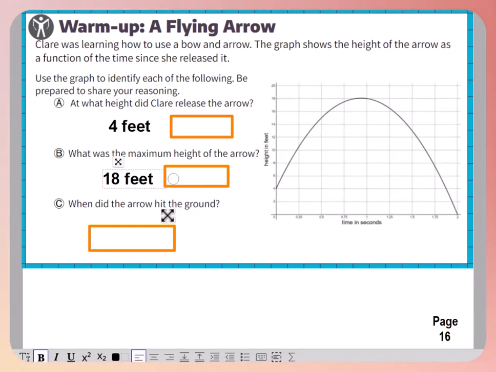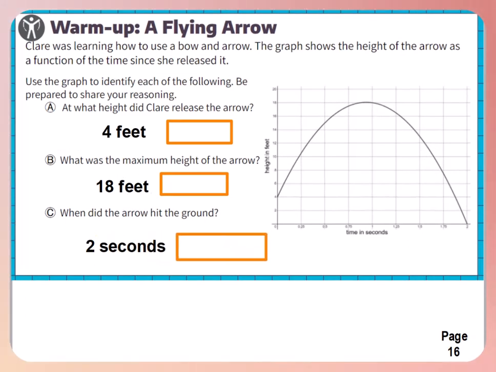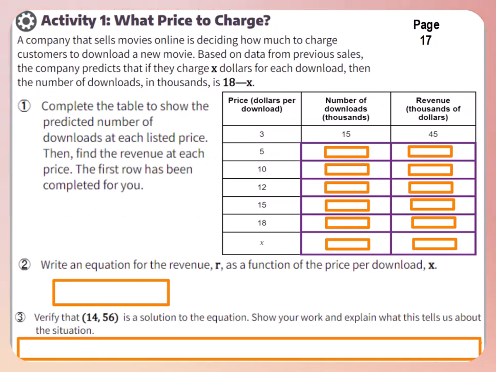Now, when did the arrow hit the ground? So it was launched at 4 feet. It goes up to 18 feet, and it hits the ground at 2 seconds. Turn to page 17. Let's complete activity 1.